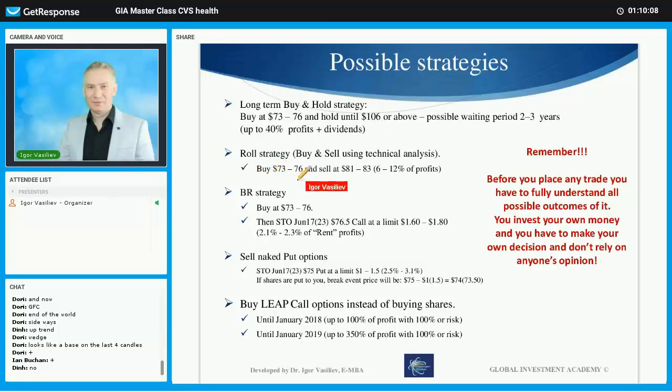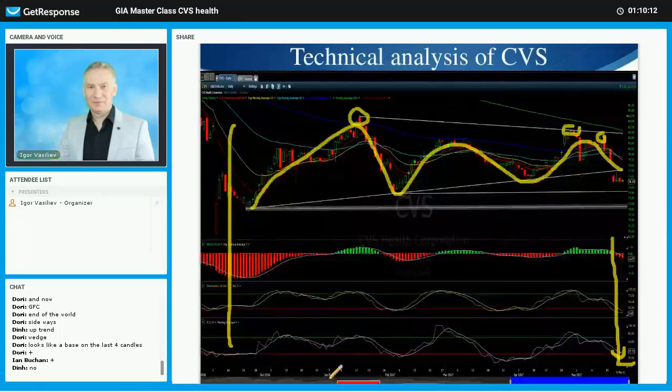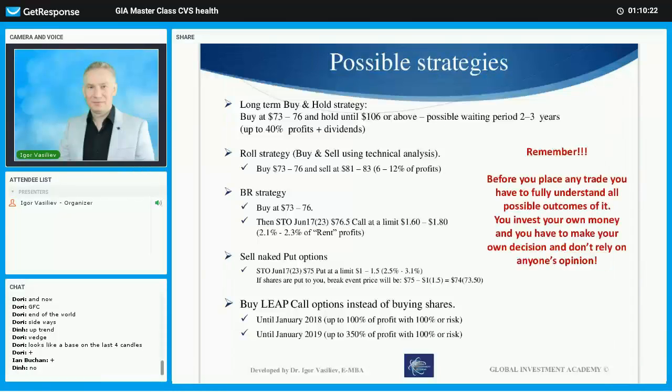Okay. Another strategy, if you buy and sell. So again, if we look at these rolls, right? We can see that the points based on that, it's about $81, $83. So we can buy it now and we can sell it here. So in this case, purchase price 73.76, sell price 81.83. So it can give you 6 to 12% of profit.